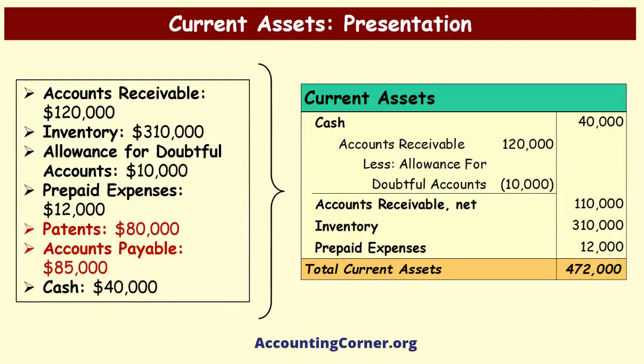This arrangement, which you see here, reflects the proper sequence for reporting current assets on the balance sheet. The total current assets is the sum of all the listed current assets.